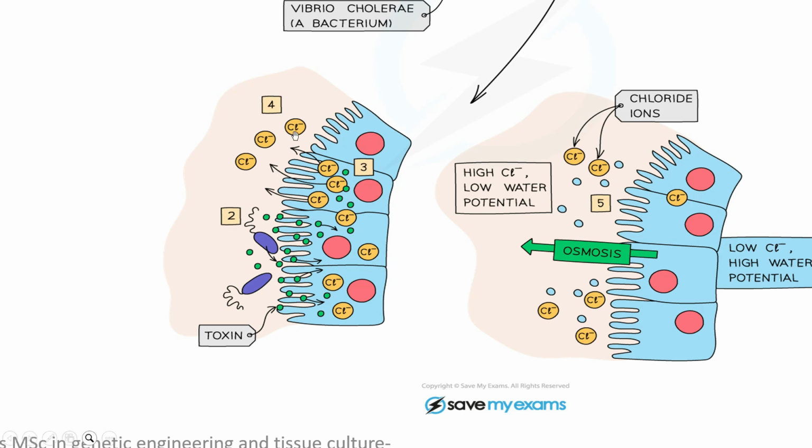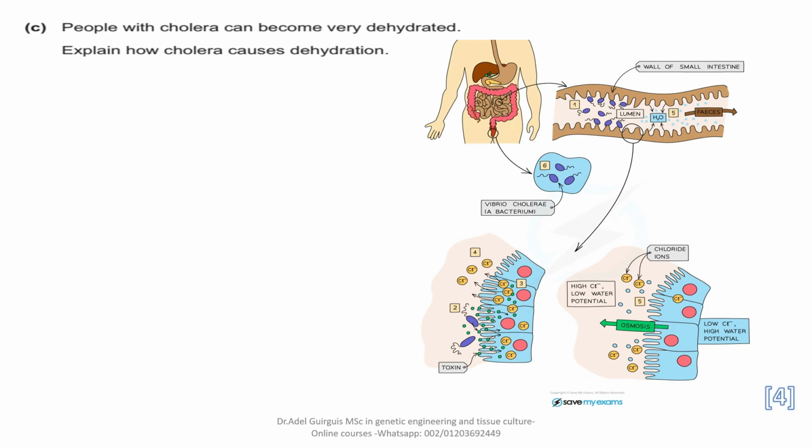Why? Because when chloride ions exit, it lowers the water potential, while water inside epithelial cells has high water potential. So water with high water potential moves out of the cell by osmosis to the lumen, causing watery feces. These steps must be written in your answer.